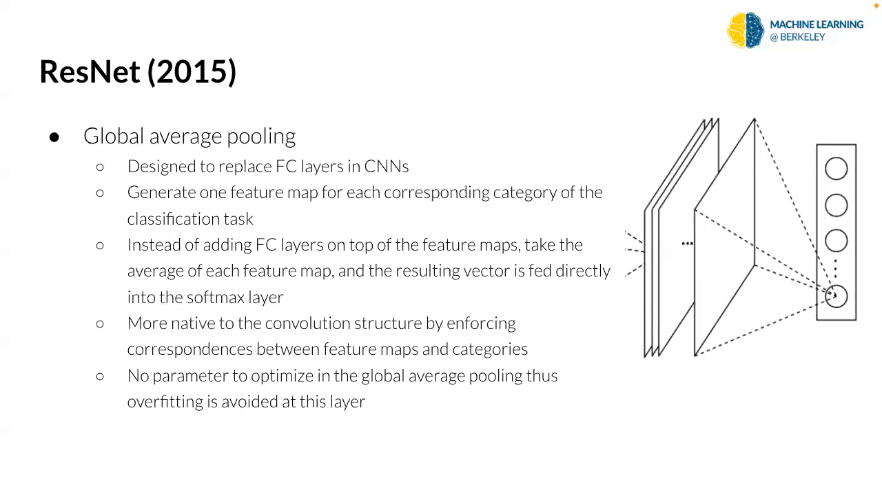So global average pooling, a bit more about it. It's designed to replace the fully connected layers in the CNN, the huge classification head. And global average pooling doesn't have any parameters in it, so we're less prone to overfitting versus with a fully connected layer. Just because there are so many connections, we can be prone to overfitting.